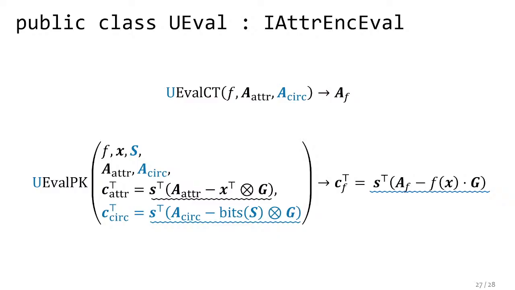But now you have to, in addition to the f, x, and the public matrix and the encoding, also provide the circular ciphertext, the public matrix for the circular encoding, as well as the circular encoding itself. And this will give you a moderate noise version of the evaluation result with high probability.